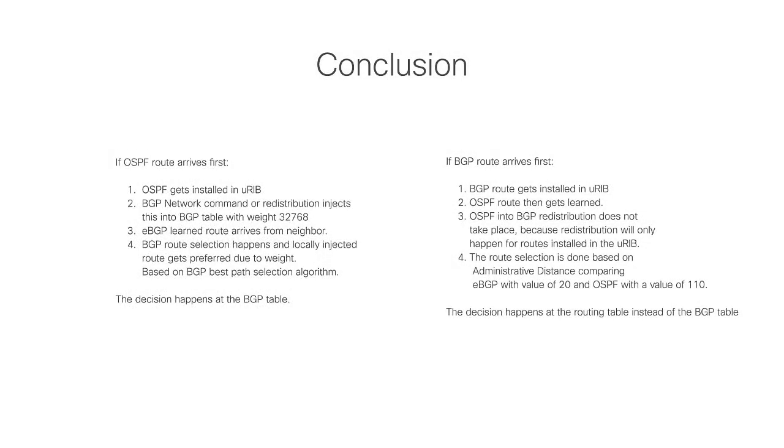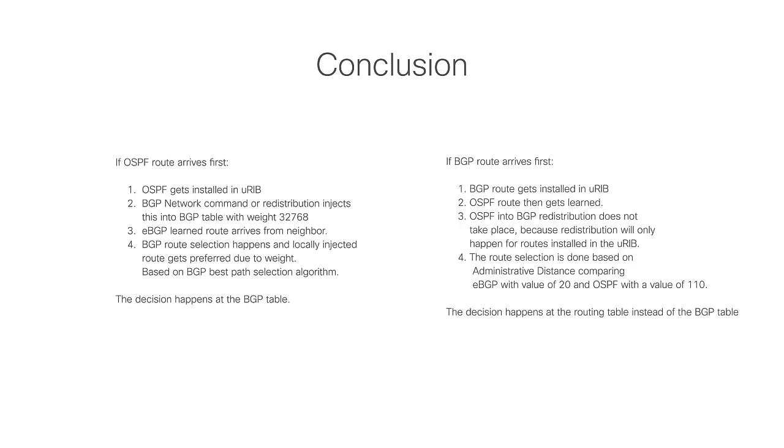In conclusion, when we have a redistribution, there are two scenarios that will decide which route gets installed. If the OSPF route arrives first, OSPF gets installed in the URIB. The BGP network command or redistribution injects this into the BGP table with a weight of 32,768. The eBGP learned route arrives from the neighbor, and BGP route selection happens, and the locally injected route gets preferred due to the higher weight, based on the BGP best path selection algorithm. This decision happens in the BGP table.